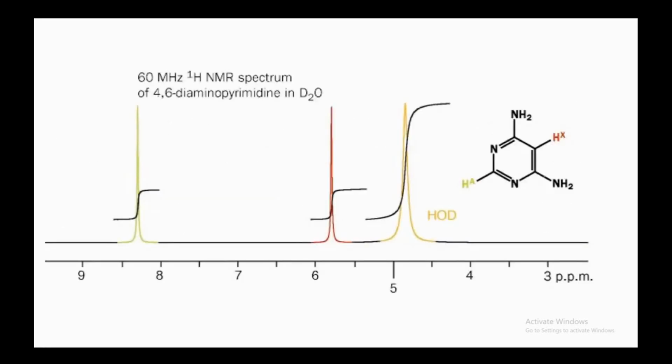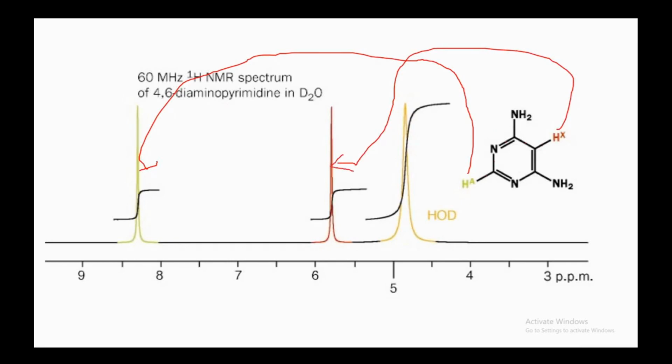So if you look at the bond distance between this HX and HA, this is 1 bond, 2 bonds, 3 bonds, 4 bonds, and 5 bonds. Now the HA gives you a singlet, and HX also gives you a singlet, because they cannot couple with each other. Why? Because the distance between the 2 atoms is quite large. That's the reason why they cannot couple to each other. And this is the peak for HOD. Why HOD? Because this is the remaining solvent peak from the D2O.